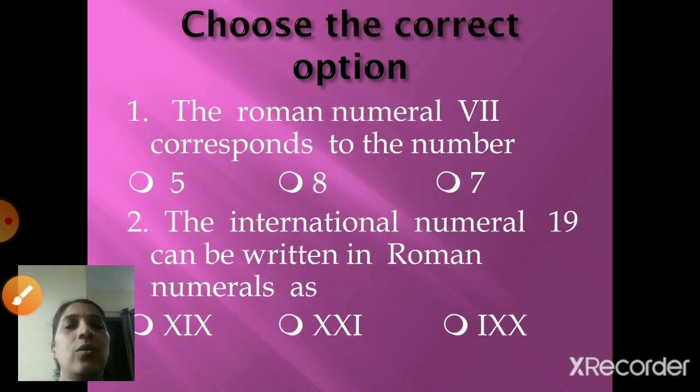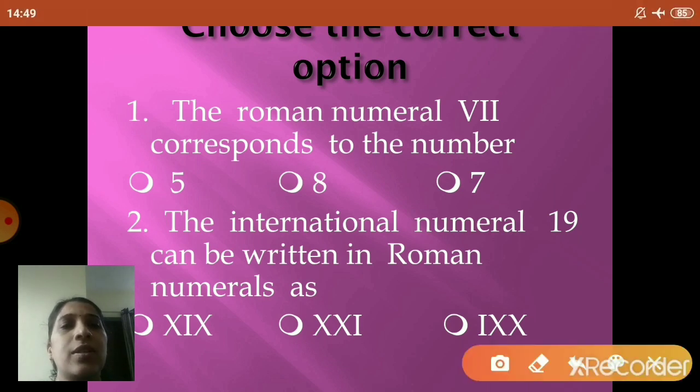Okay, so now let's go to the second type of question. Choose the correct option. The first one is the Roman numeral V and 2 capital I corresponds to the number, and 3 options are given: 5, 8 and 7. So what is the Roman numeral for this symbol? It is 7, right? So you will select the answer as 7.